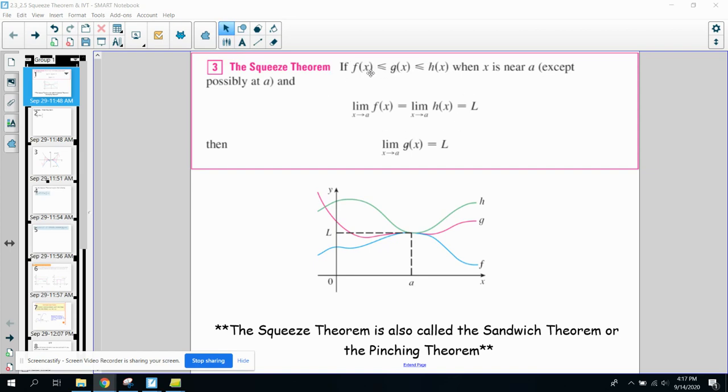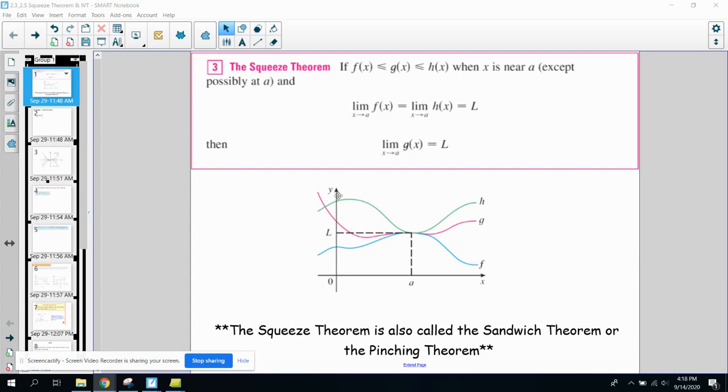If you have a function f of x and another function g of x and then another function h of x, and g is between f and h and equal to, then we can say that the limit as x approaches a of f of x is equal to the limit as x approaches a of h of x, and that's some value, so we call that L for now. So therefore, since f of x and h of x have the same limit, it means that the limit as x approaches a of g of x will also be the same as the others, since it's sandwiched in between or squeezed in between the other two.